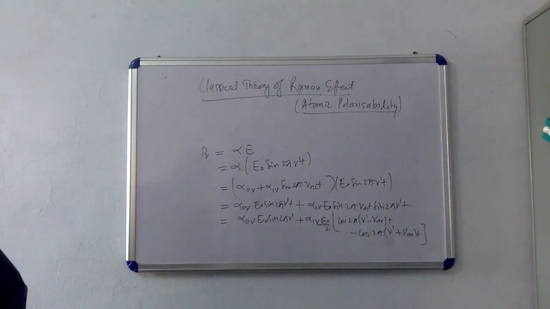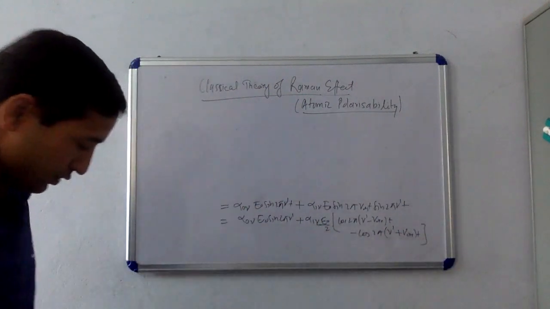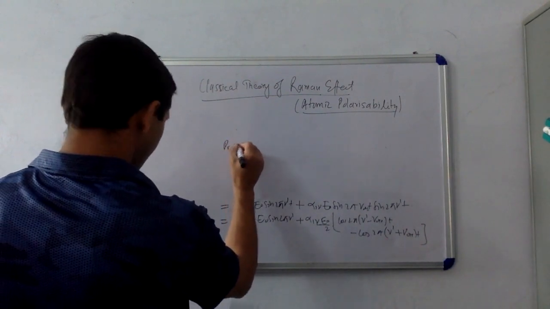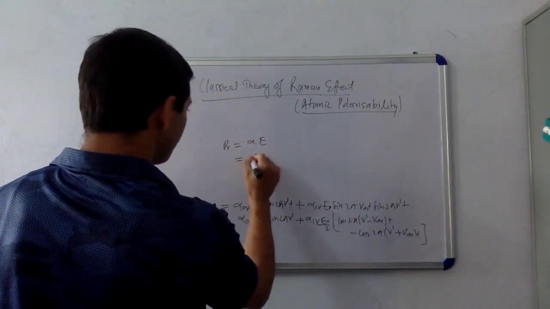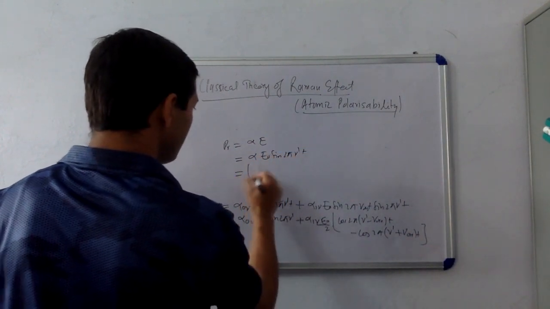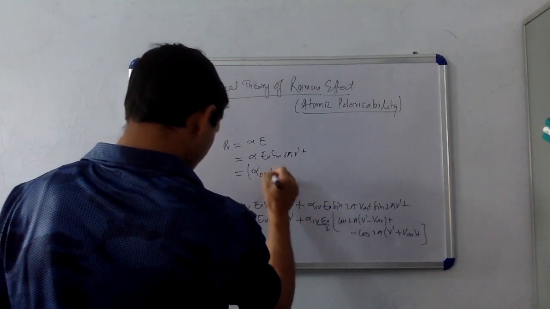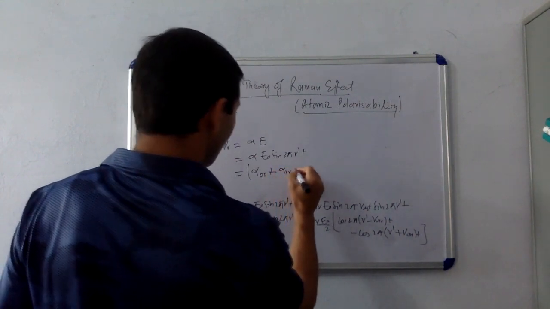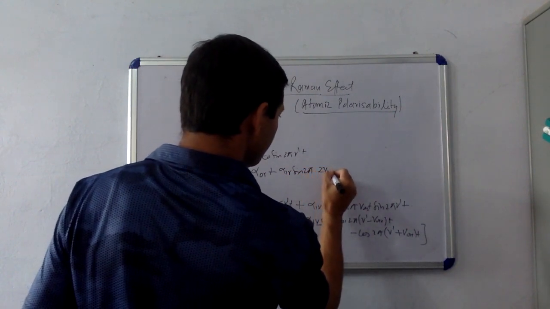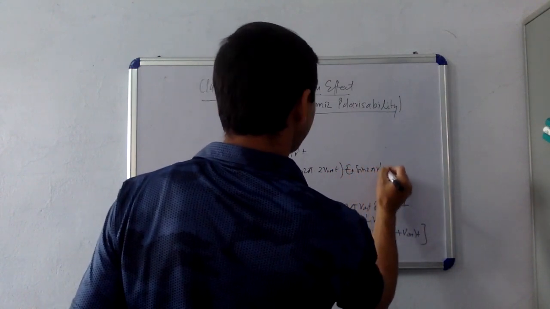And similarly we could write for the case once we have a rotational molecule, this P rotation is equal to alpha times E, which is alpha times E naught sine 2 pi nu prime of t. In place of this alpha you have alpha naught rotation plus alpha 1 rotation sine 2 pi of 2 nu rotational of t, and this E naught sine 2 pi nu prime of t.